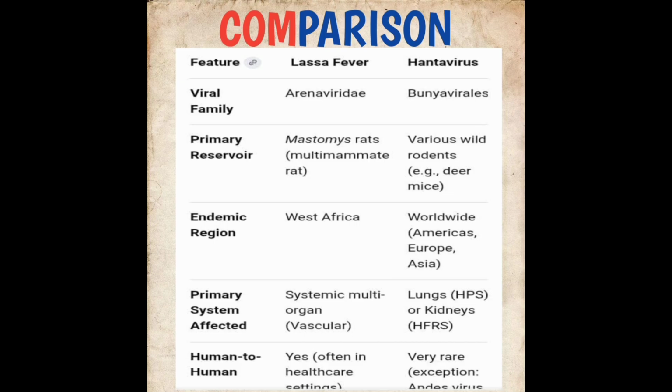The endemic region where you find it mainly is for Lassa, West Africa, while the hantavirus is worldwide, the Americas to be specific. Primary system affected: the Lassa virus affects all vascular, so that's why it could cause that hemorrhagic problem, bleeding, because the vessel will carry this virus to every organ, and there you can notice even the kidney damage. The same thing is almost happening with hantavirus. It affects the lungs, the kidney also, and that kidney damage is a serious one with hantavirus.